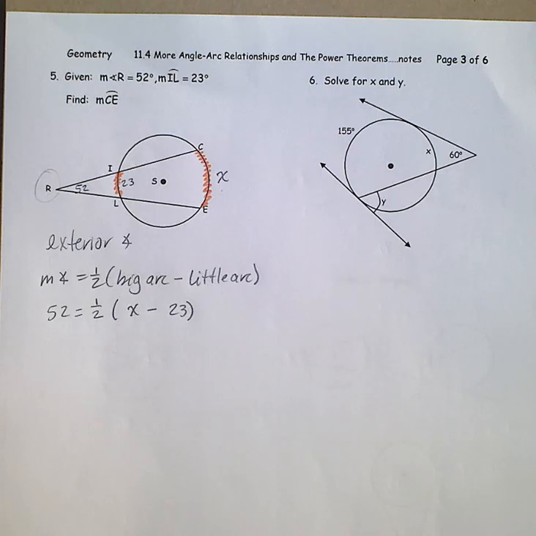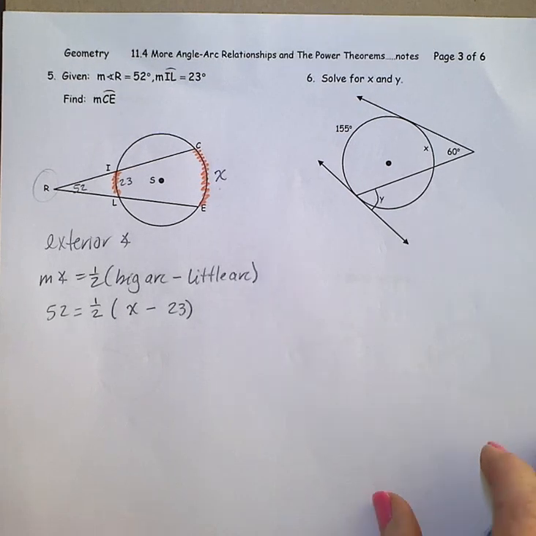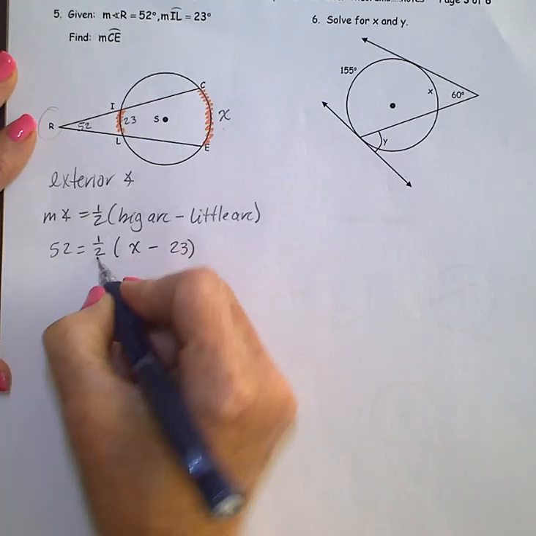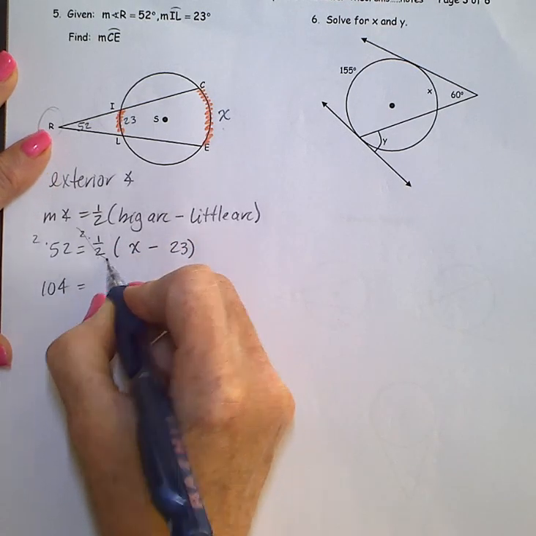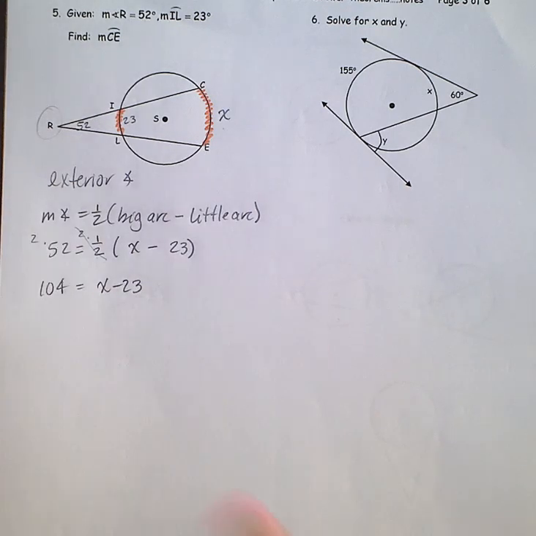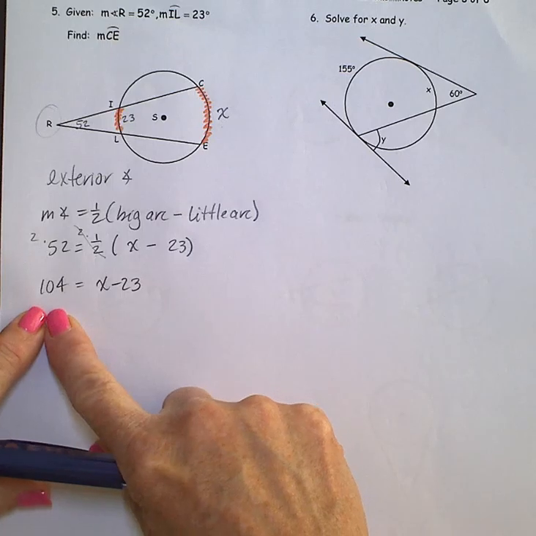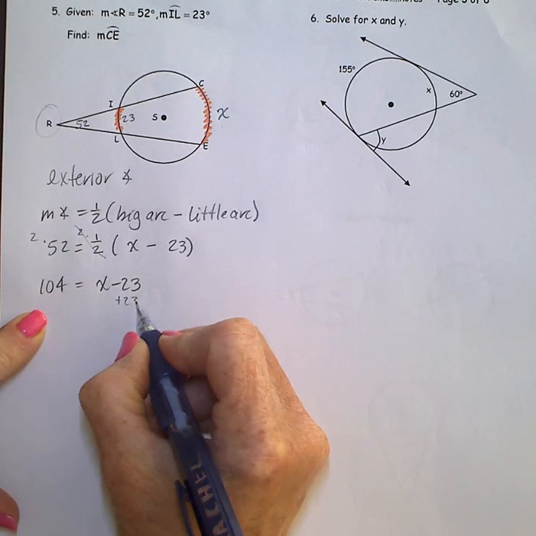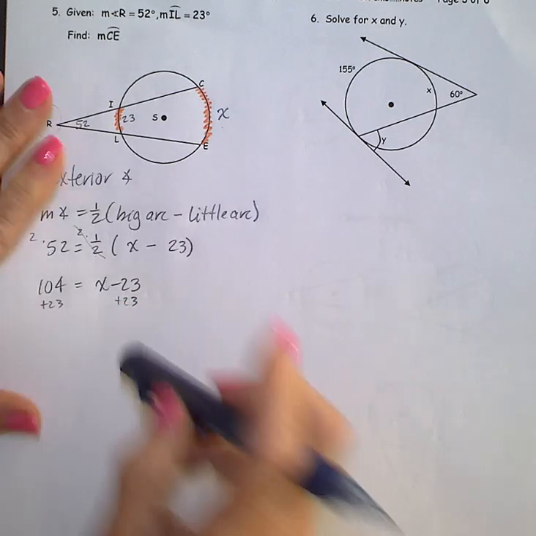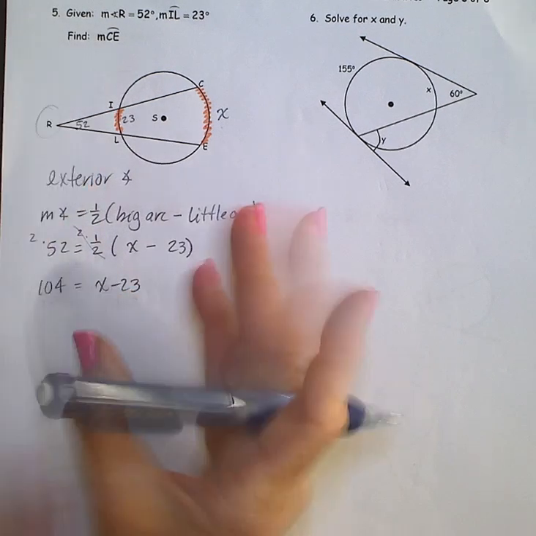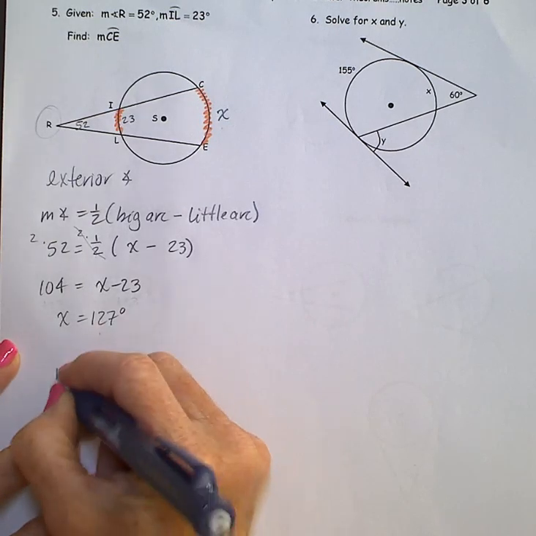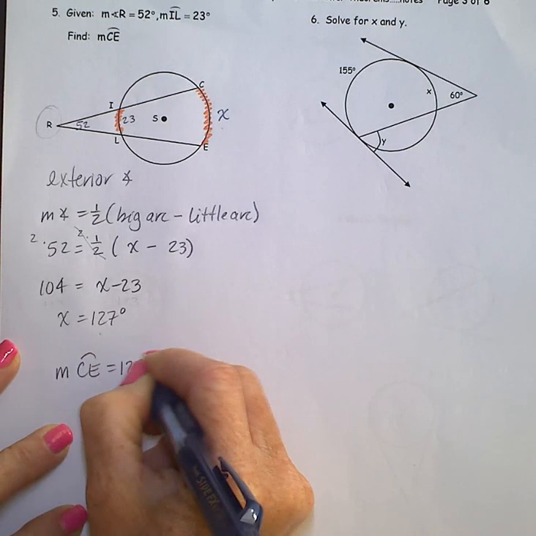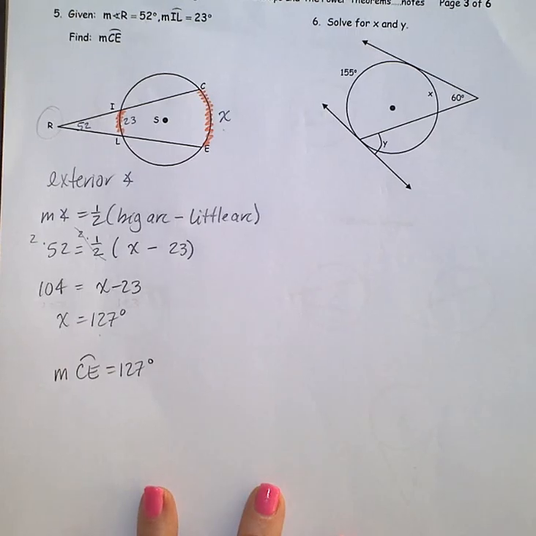I saw a lot of common errors here, and I want to make sure we clean this up because it's a pretty major error to be making on something so simple. We got to clear this fraction. So times by 2, 104 equals the 2 and a half cancel, and we got x minus 23. A lot of people got to here, and then they got 81 as an answer because we subtracted 23 instead of adding. To get rid of this minus 23, you have to add 23 to both sides. So you should get 127. X is 127 degrees. Go back and answer the question. I did not ask you to solve for X. I asked you to find the measure of arc CE. That is 127. Okay?